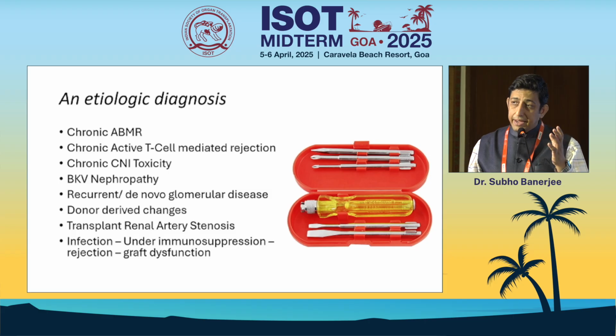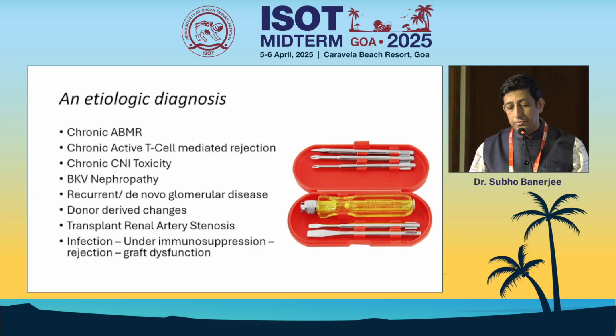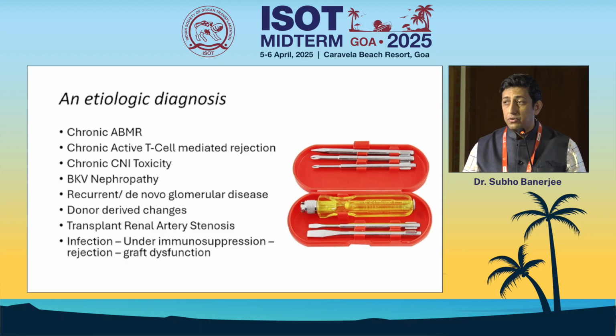The etiological diagnosis, that is very important because the approach boils down to what is happening in the kidney. Is it a chronic ABMR? Is it a T-cell mediated rejection? Or just CNI toxicity? Maybe an infection like BKV nephropathy, de novo glomerular disease. So we have this general approach, the head of the screwdriver, and those pointy things where we can change the way we approach that kidney.